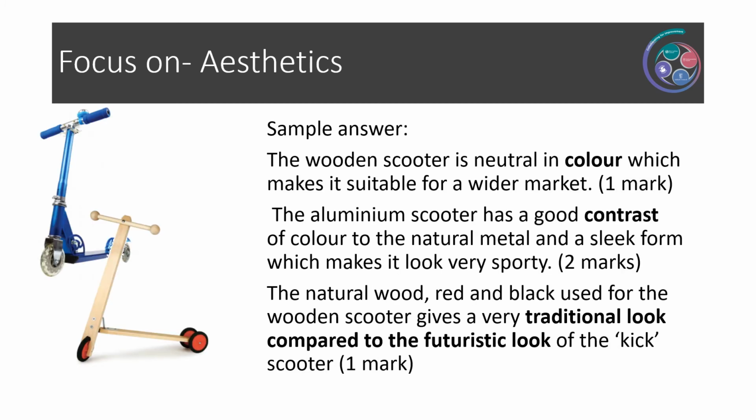Let's look at the sample answer for the scooter from the earlier question. The wooden scooter is neutral in colour, which makes it suitable for a wider market. This receives 1 mark because you are discussing the colour. Aluminium scooter has a good contrast of colour to the natural metal and a sleek form which makes it look very sporty. You are talking both about the contrast between the 2 different materials and the form.